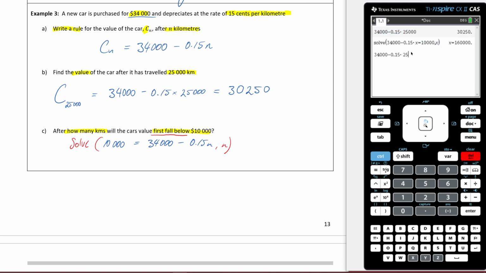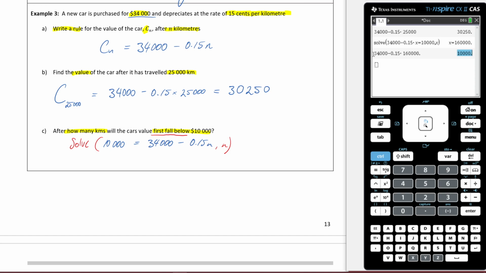So I'm going to take this rule. I'm going to get rid of that. I'm going to put this here. So what I'm doing is I'm putting 160,000 into the n spot, and you can see that it tells me that the value of the car is going to be $10,000. But does it want that? No, it says, when does it first fall below it?